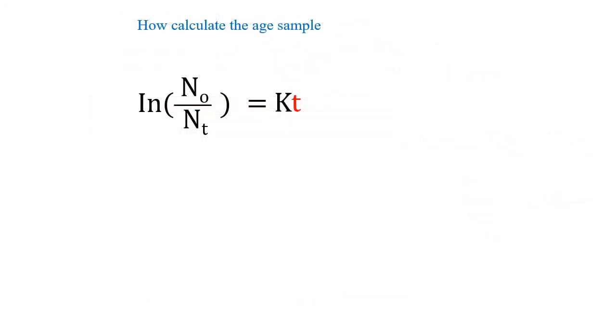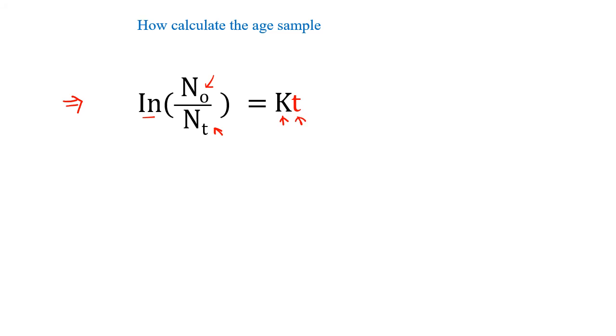However, when we look at calculating the age of a sample numerically or mathematically, we basically use equations. We can use this equation here. This equation here can be modified depending on how good your mathematics is. So we have natural log of N naught over Nt is equal to K times T.